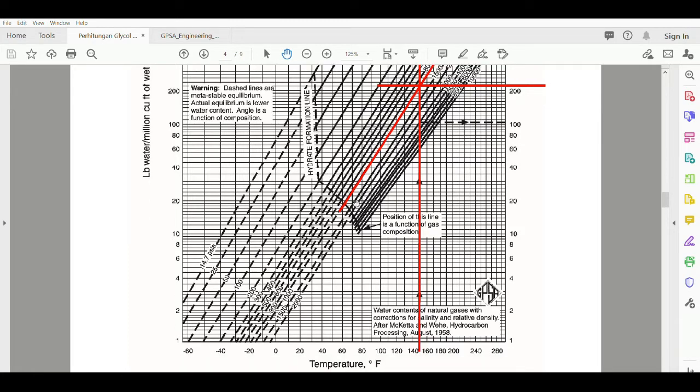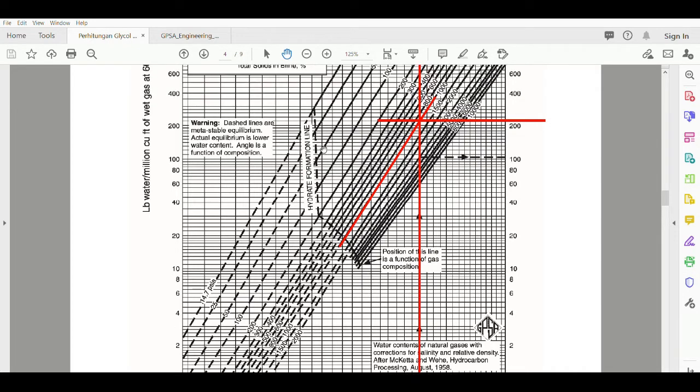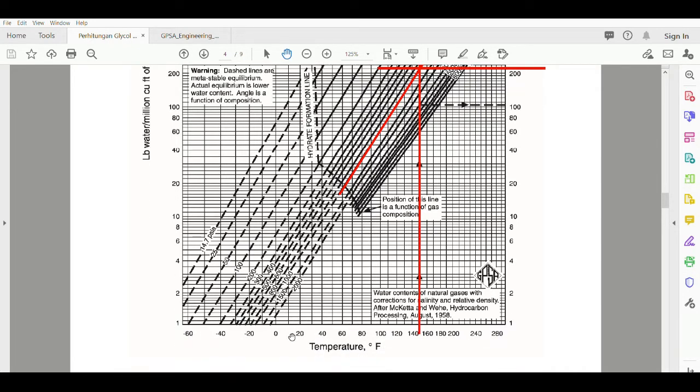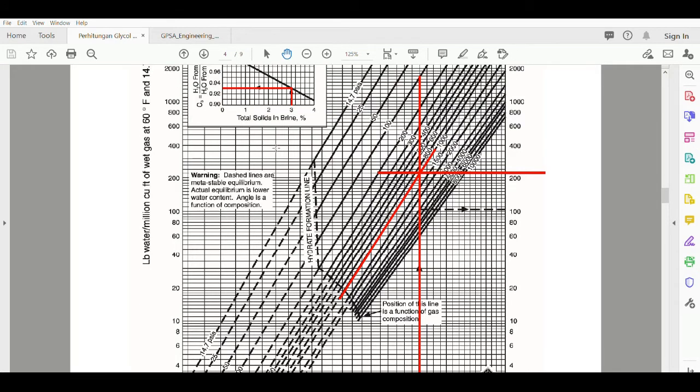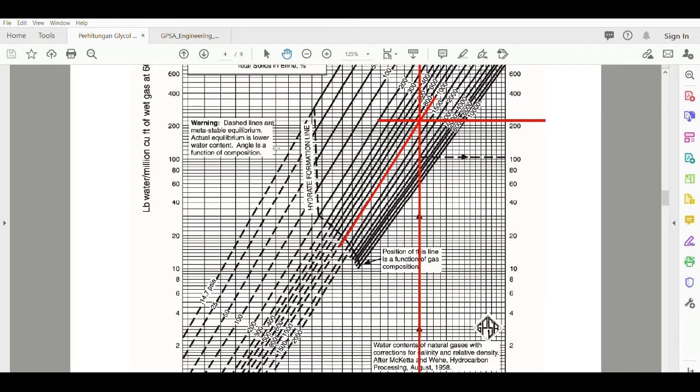You see here, this is the boundary for the hydrate. This is the hydrate formation line. So if you end up with a low temperature, which usually is around 30 or 35 degrees Fahrenheit, and low pressure also, you end up with a hydrate, which we don't like to happen in our pipeline.